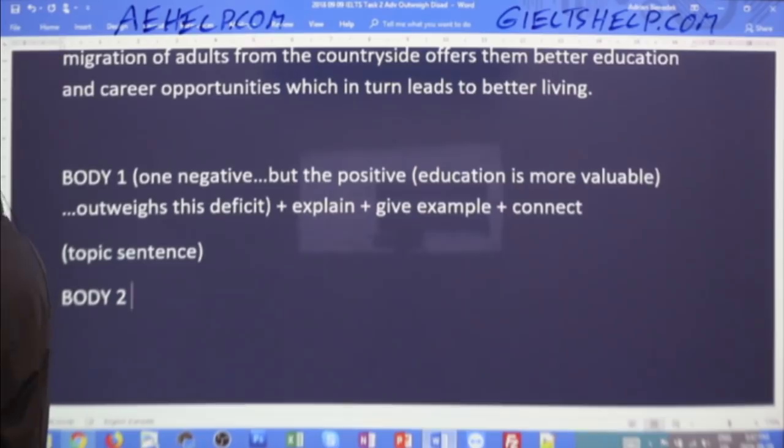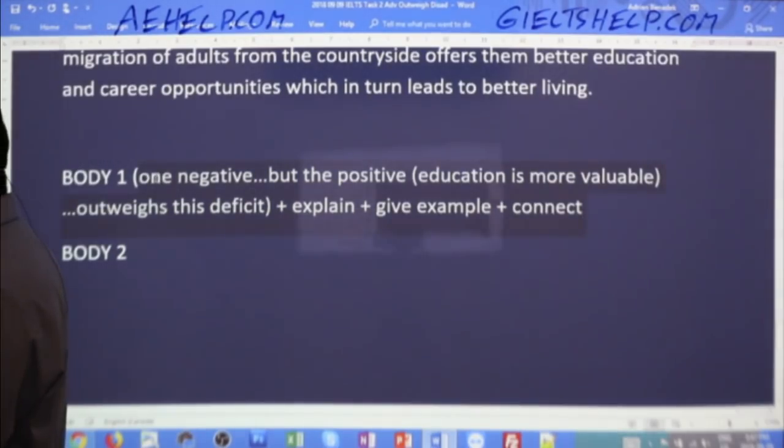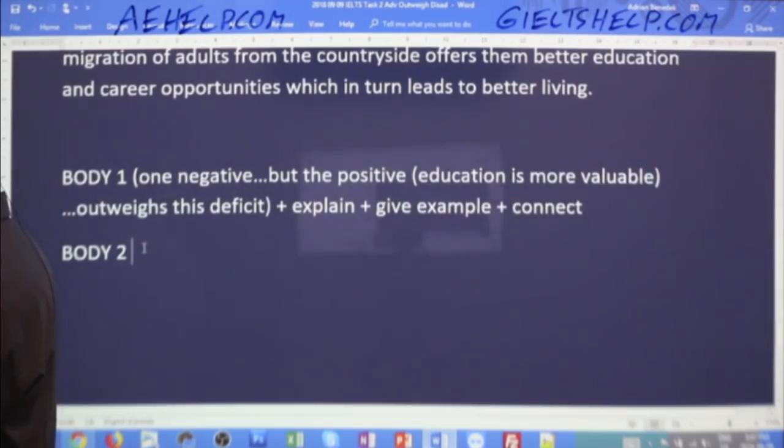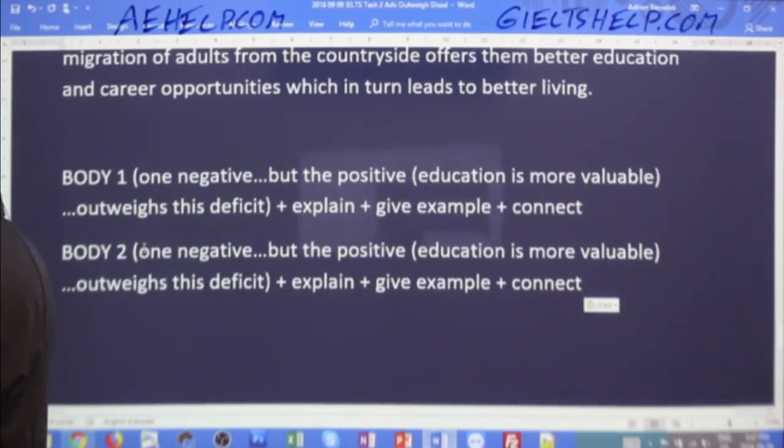And then for body 2, it's almost the same, except you can start with another negative. You'll see where I'm going with this craziness. Just bear with me. Stay with me for a moment here.